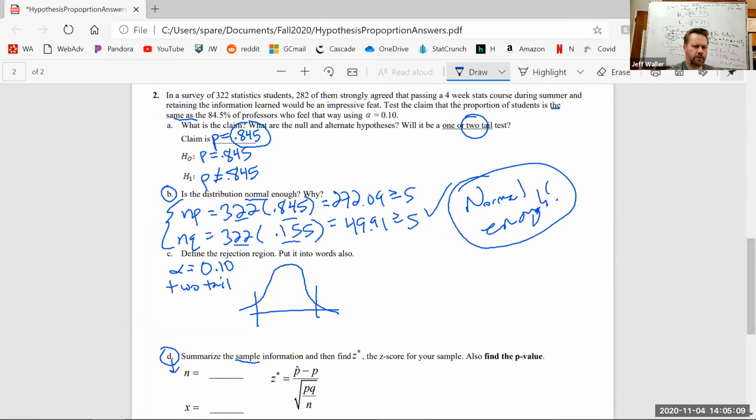Anybody get the rejection region? What are the z-score numbers for the rejection region? Plus or minus 1.645. Yeah. And remember, a really good place to go to look for that.